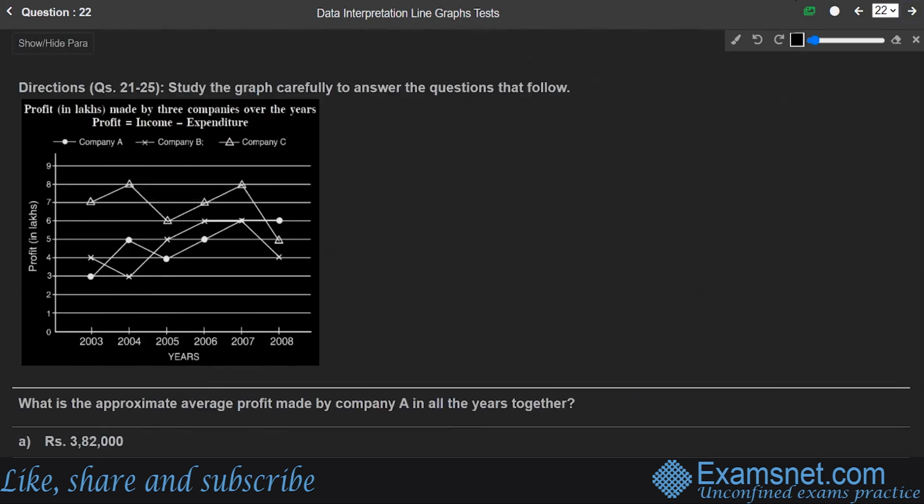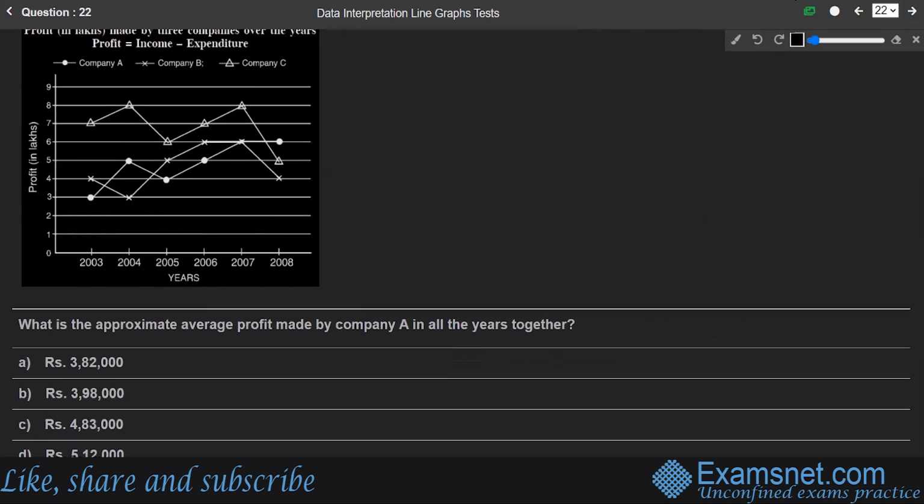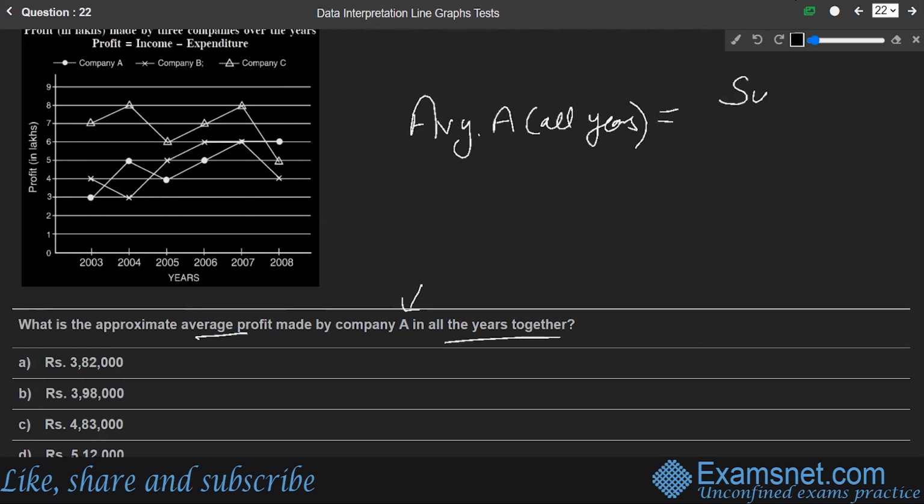Now, for the same line graph, we are supposed to answer a different question. The question says, what is the approximate average profit made by company A in all the years together? So clearly, for all the years, we are supposed to find the average of company A. Average is always given by the sum of all the years divided by the total number of years. That is the real formula for finding the average.